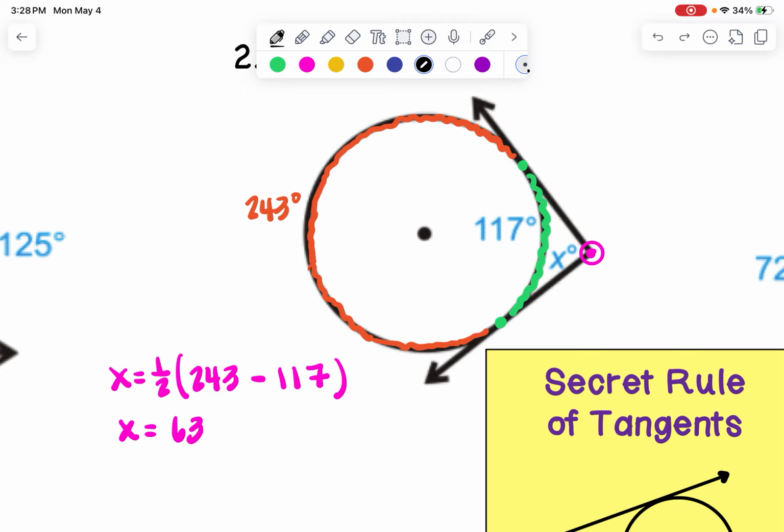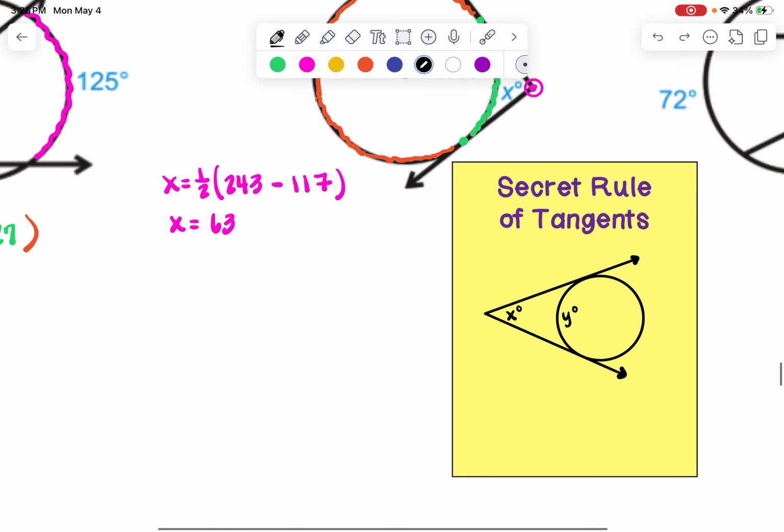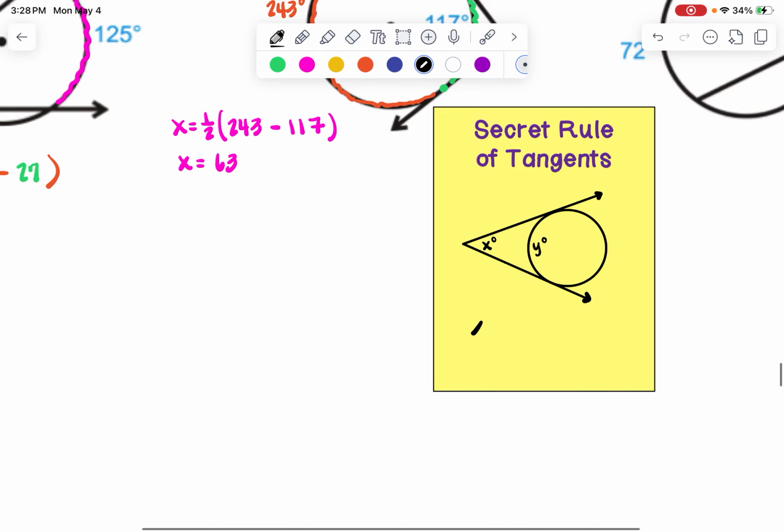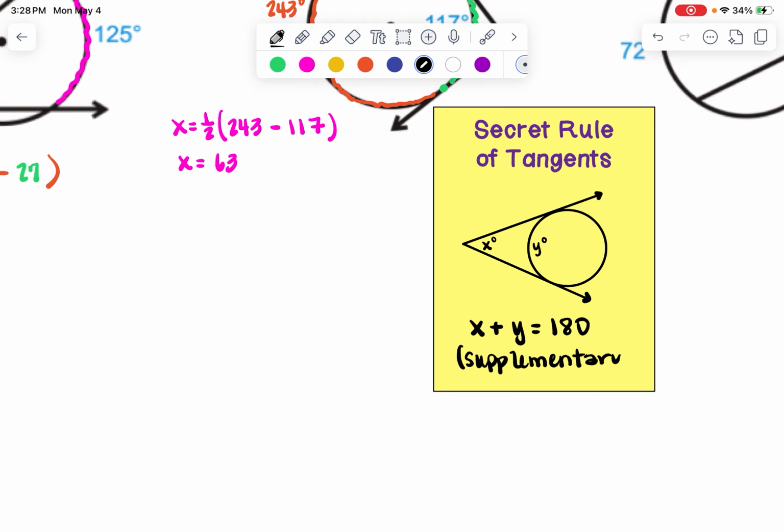As long as it's created by two tangents, this only works for tangents. It does not work for secants or anything like that, right? So in this picture, X plus Y will always add up to 180, right? And it's only the closest arc, right? So the angle on the outside and the closest arc to it will always be supplementary.